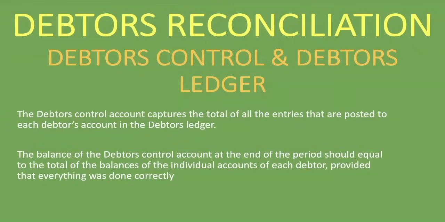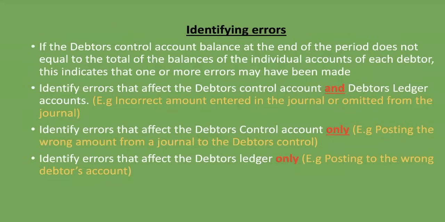But if they are not the same, then we have to perform a debtors reconciliation. And that's the example we're going to look at right now and go through a question where we'll be able to answer this. So what errors are we identifying here? Well, if the debtors control account balance at the end of the period does not equal the total of the balances of the individual accounts of each debtor, like we've just mentioned, this indicates that one or more errors may have been made. So if they're not the same, then we have probably made a mistake somewhere, we have omitted something.